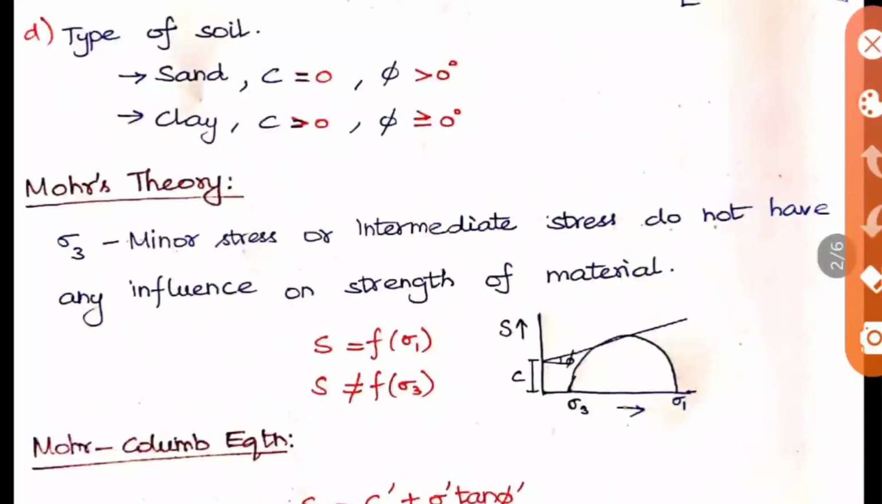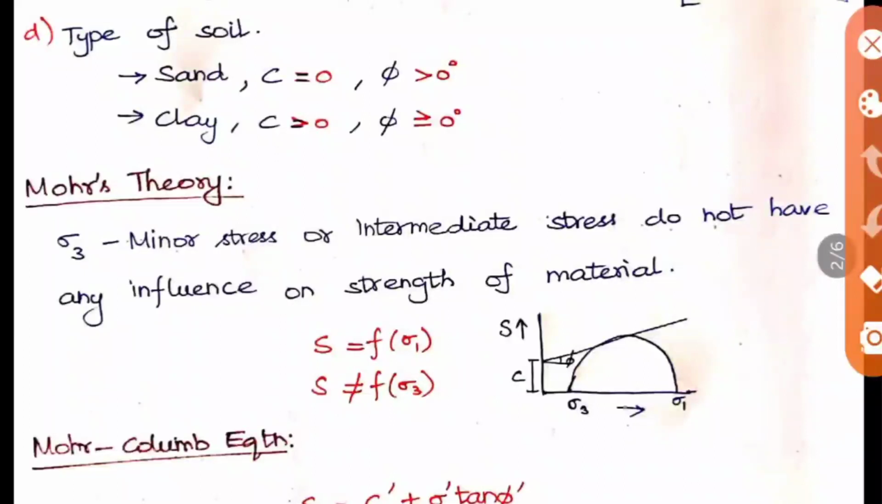And then the type of soil. For sand we already saw that C is equal to 0 and phi is greater than 0 degrees, around 30 degrees. For clay, C will always be greater than 0, it cannot be equal to 0, and phi is not compulsorily 0 all the time; it can be 0 and it can also be greater than 0 degrees.